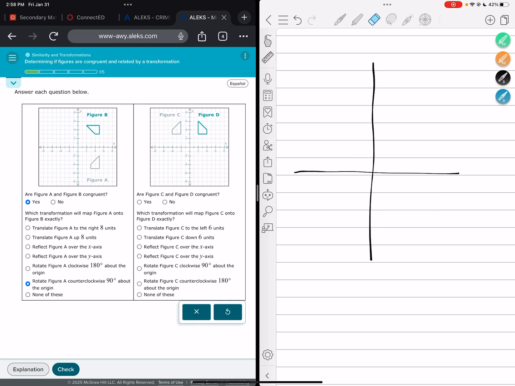And then if I look at C and D, those are congruent. Again, the shapes are not facing the same direction, so I know that it can't be a translation. If I look at figure C right here, and I look at figure D, if I were to reflect it over this y-axis, I'd see that, in fact, that reflection does match. So I can say, yes, that's a reflection over the y-axis.